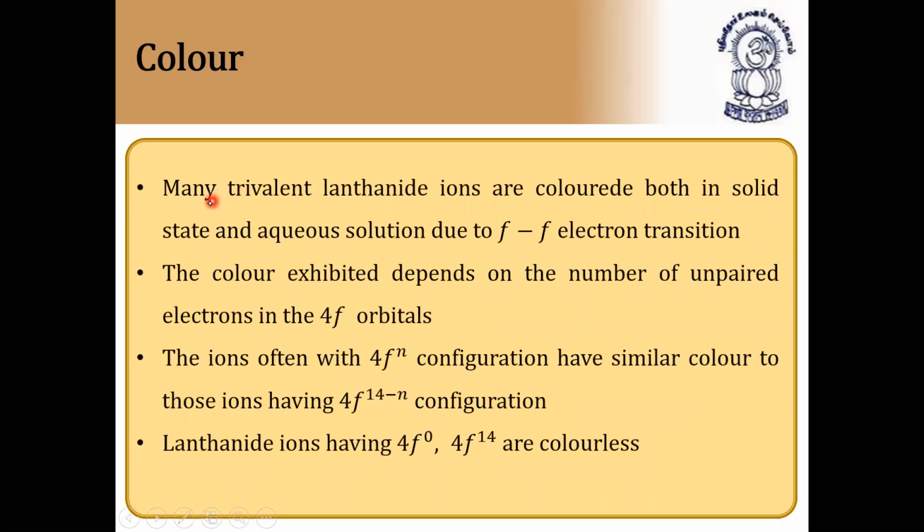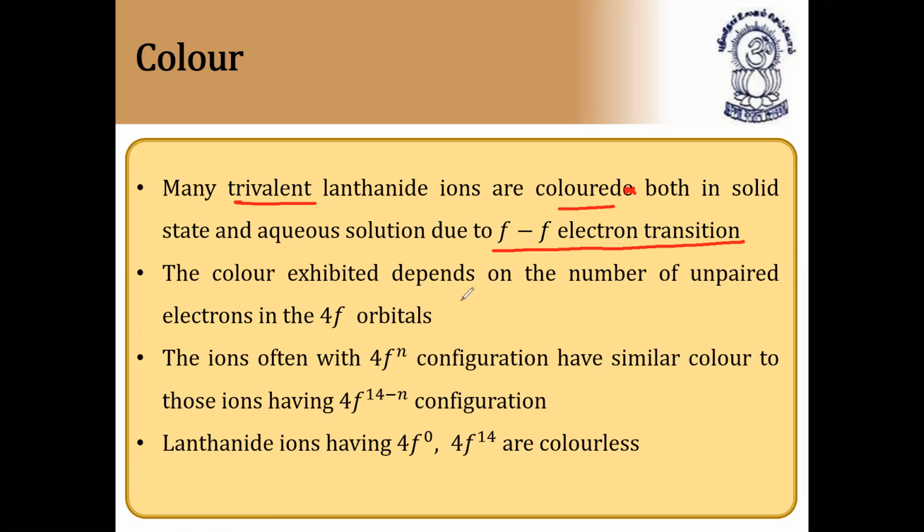Next, color. Many trivalent lanthanide ions, trivalent meaning their valence is 3, are colored both in solid state and in aqueous solution due to f-f electron transition. Why are the lanthanides colored? Due to f-f transition. Why are the d block elements colored? Due to d-d transition. In the same way here, f block elements are colored due to f-f electron transition.